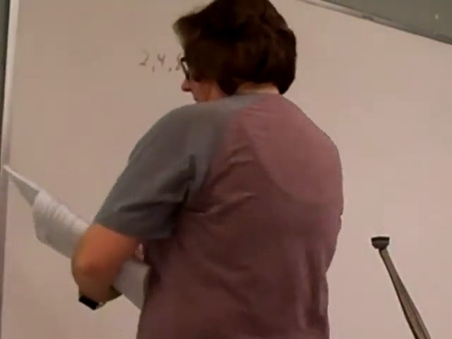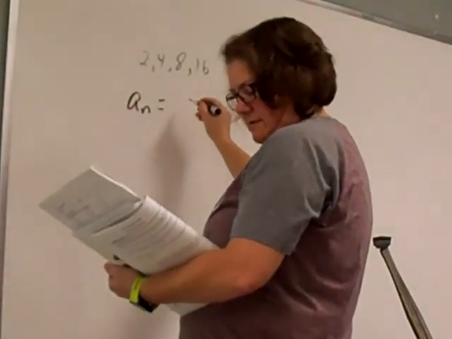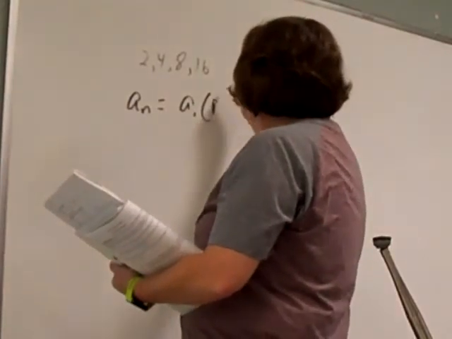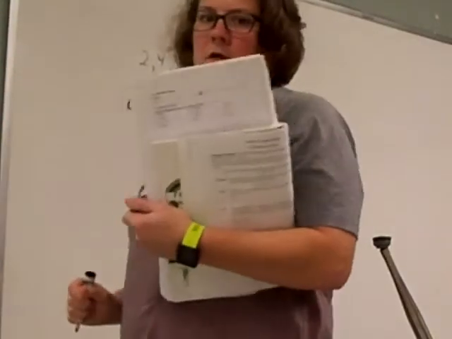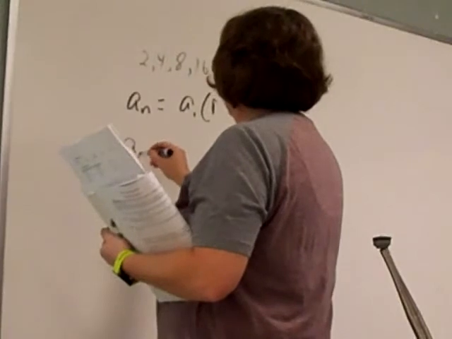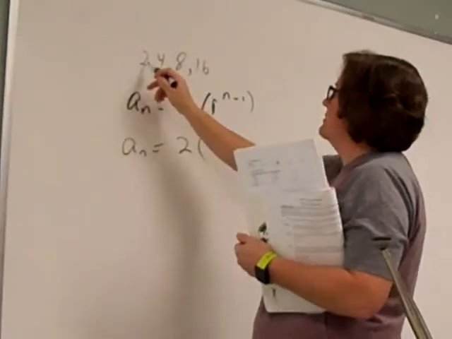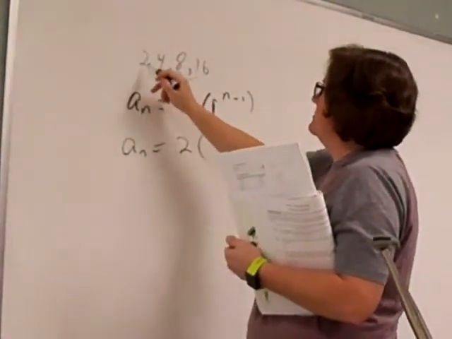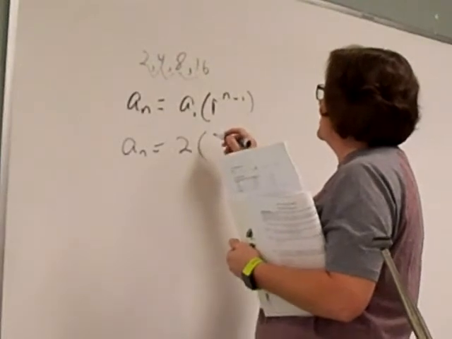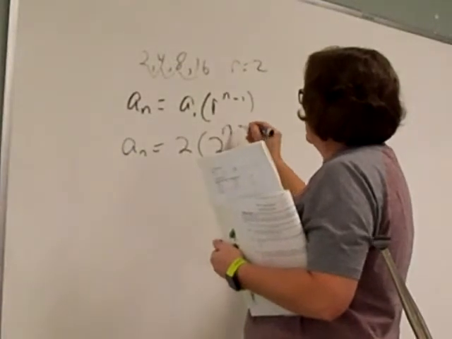Okay, so 2, 4, 8, 16, I asked you to find the equation and the 8th term. So in our equation, any term is equal to our first term times r to the n minus 1 power. Okay, so our first term is 2, and we've got to figure our r. So what's it being multiplied by every time? 2 times 2 is 4, 4 times 2 is 8, 8 times 2 is 16. So our r in that case would be 2. So 2 to the n minus 1 power.